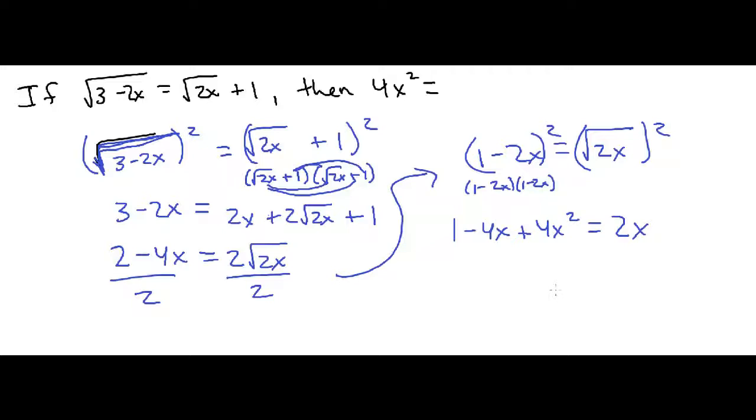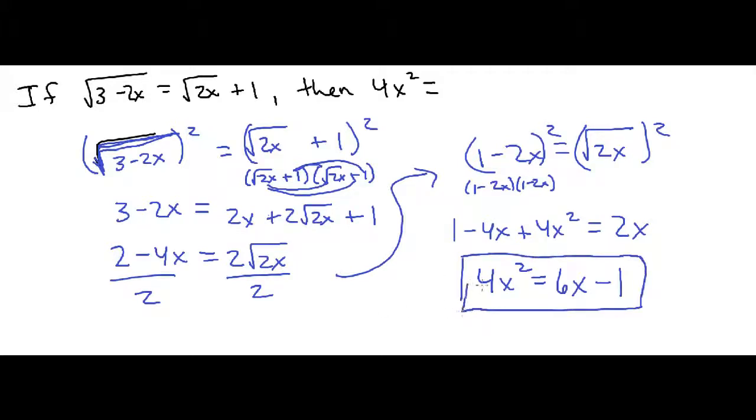So now we have something that looks a little bit nicer. We have no radicals, and at this point I'm going to remember what the question is asking for. The question is actually asking, what does 4x squared equal? So from here, I'm going to isolate 4x squared by bringing this 1 minus 4x over to the right hand side. So I'm going to get 4x squared equals 6x minus 1. All I did was add 4x on the left hand side and add it to the right hand side, and then subtract 1 from the left hand side and subtract 1 from the right hand side. So this is going to be your answer right here.